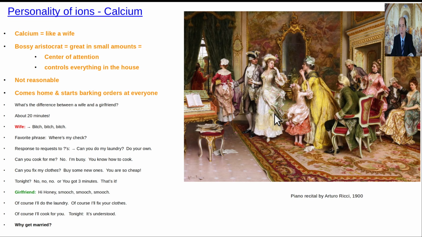She's the boss, all right? That's important to know because when calcium comes into the cell, whatever that cell does, it must do it. Mama is not reasonable. Mama does not want a discussion. Mama just yells at everybody and tells them what to do.